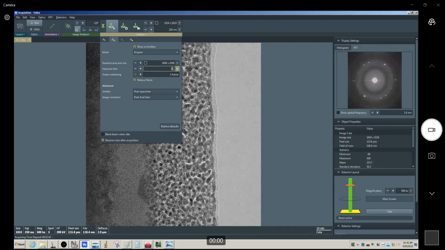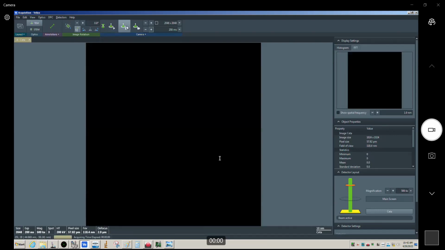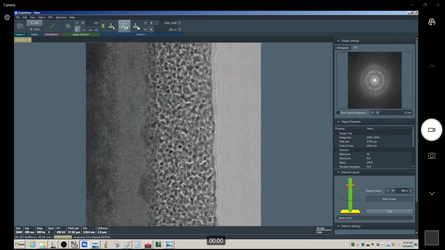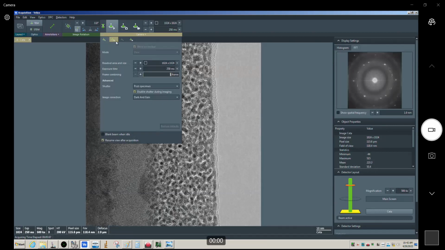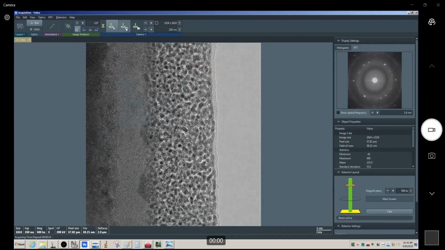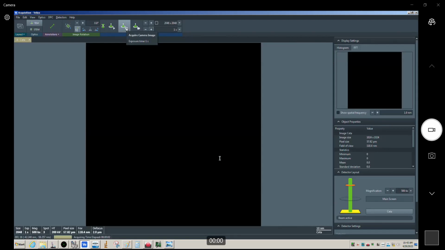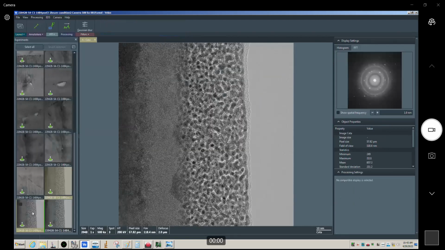You could also make this number less. So let's say I wanted to do just 200 milliseconds. The advantage of a 200 millisecond exposure is that my image is less susceptible to movement and drift. Now the converse of that, so let me do a 1 second here. All right, so this is 1 second.